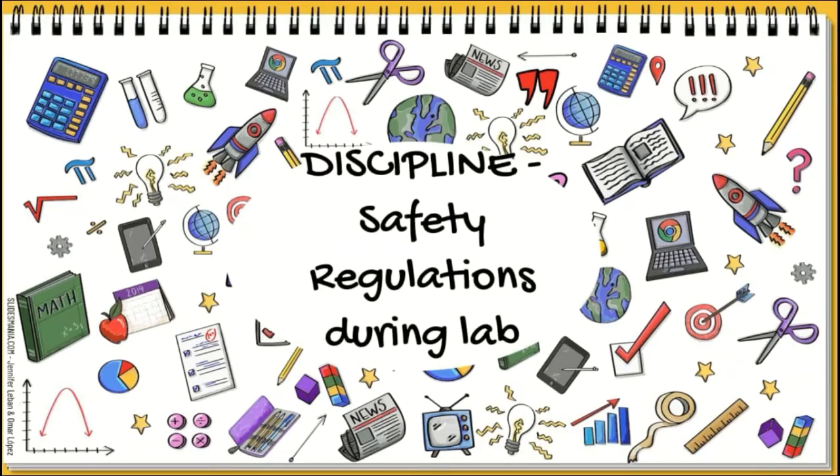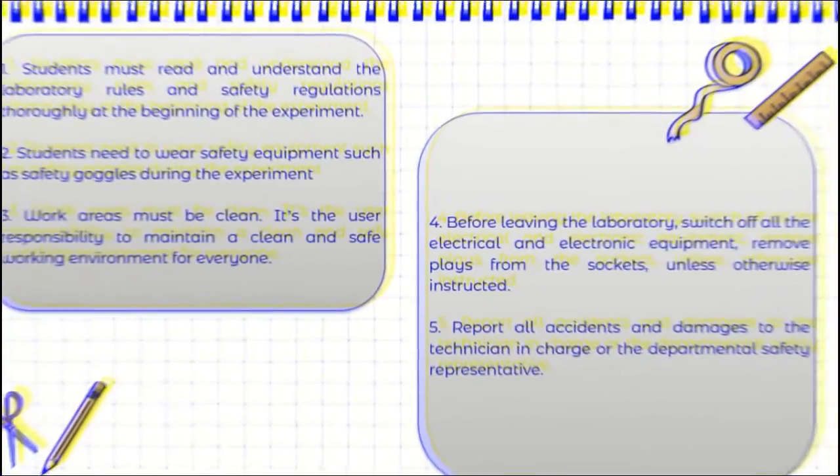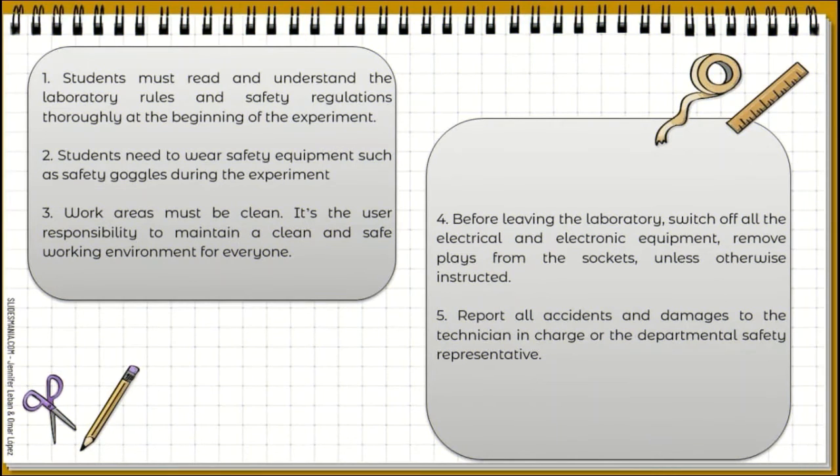Discipline and safety regulations during lab. Students must read and understand the laboratory rules and safety regulations thoroughly at the beginning of the experiment. Students need to wear safety equipment such as safety goggles during the experiment. The work area must be clean. It's the user's responsibility to maintain a clean and safe working environment for everyone.